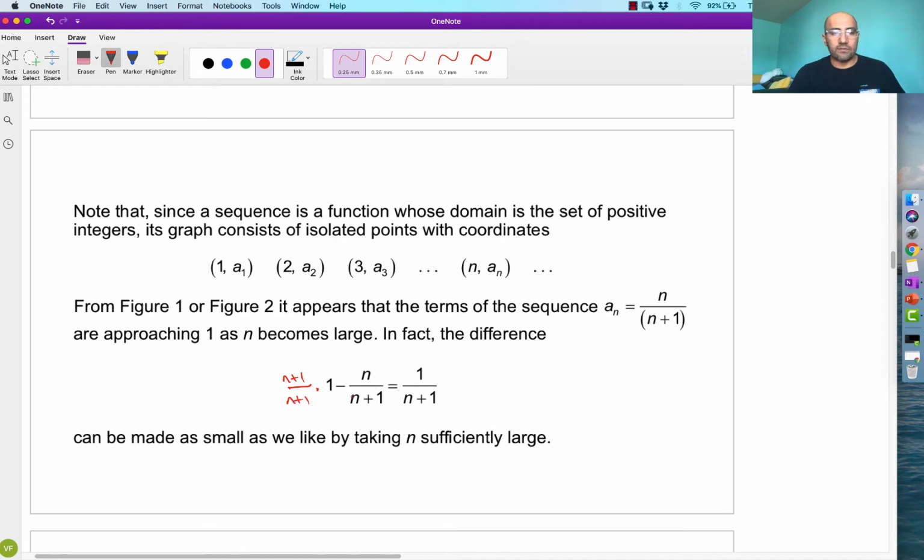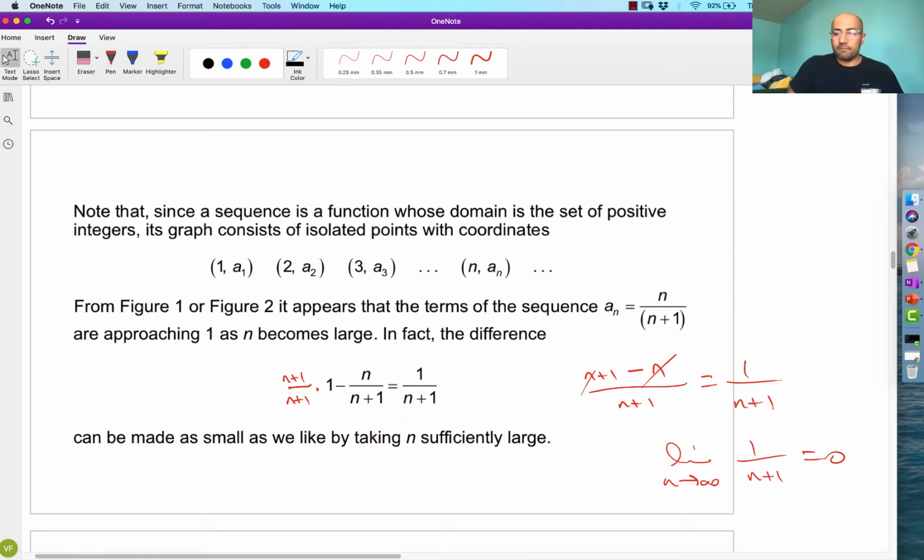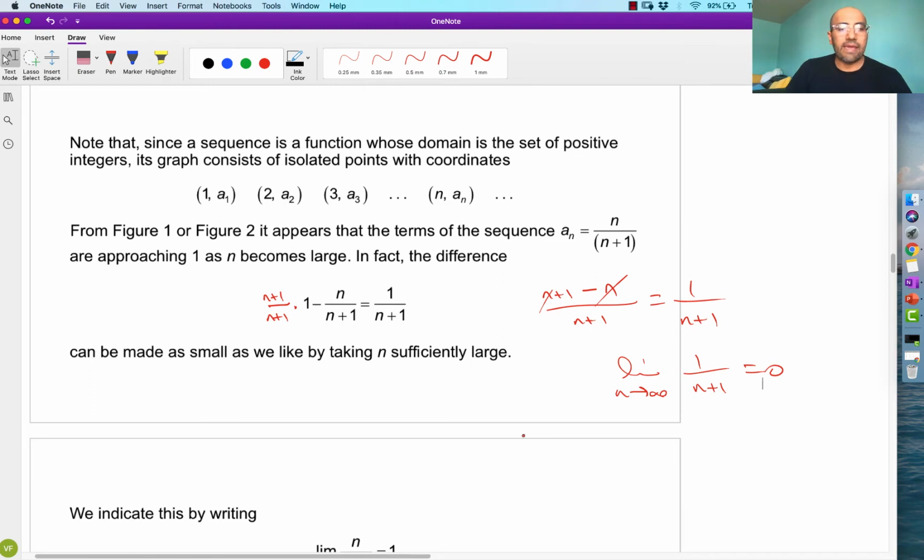And then if we actually subtract them, we'll end up with n plus 1 minus n all over n plus 1, which means these guys cancel, giving me 1 over n plus 1. And we can see that the limit as n approaches infinity of 1 over n plus 1, as n gets larger and larger, at infinity equals 0. So the gap, the distance between the two values, is getting infinitely smaller. So the difference can be made as small as we like by taking n to be sufficiently large.